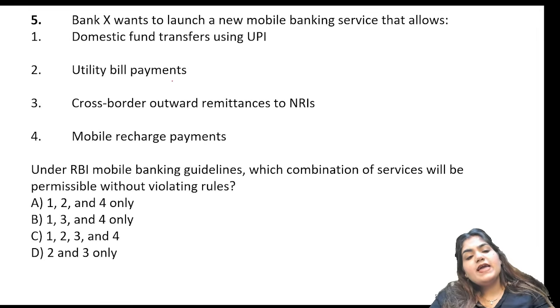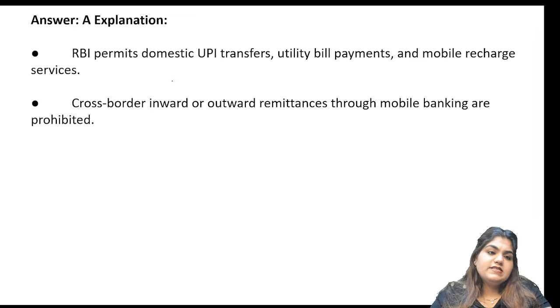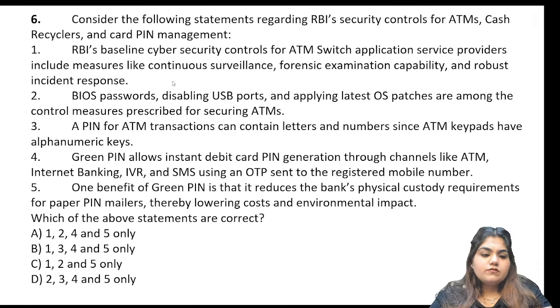Next, Bank X wants to launch new mobile banking services that allow domestic fund transfer using UPI, utility bill payment, cross-border outward remittance, and mobile recharge. Under RBI mobile guidelines, which combination of the services is permitted without violating rules? All except cross-border transfers are correct. Cross-border outward remittance is not correct. Everything except 3 is correct. A is the right answer. Last question. No, there is one more question after this.